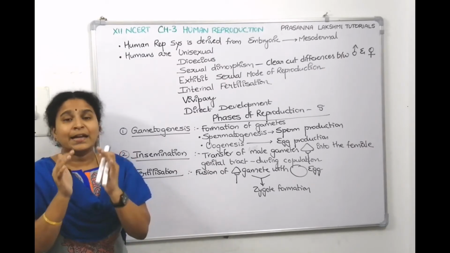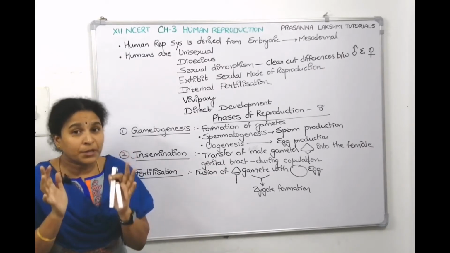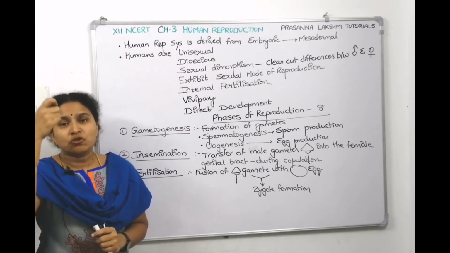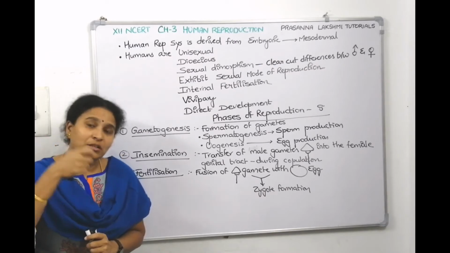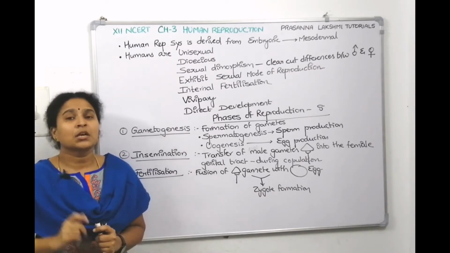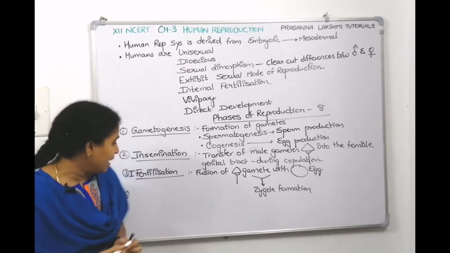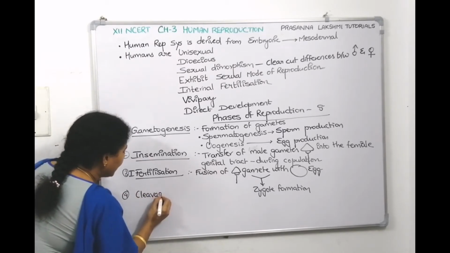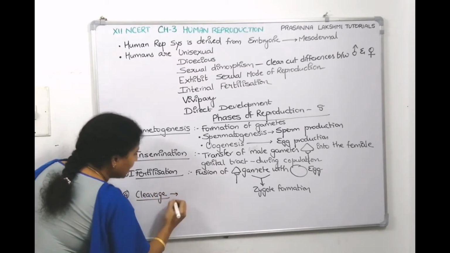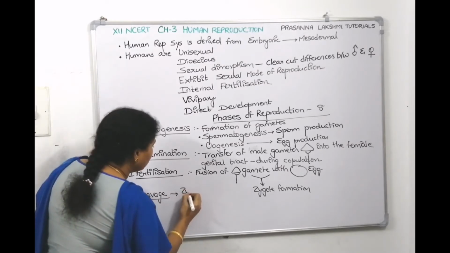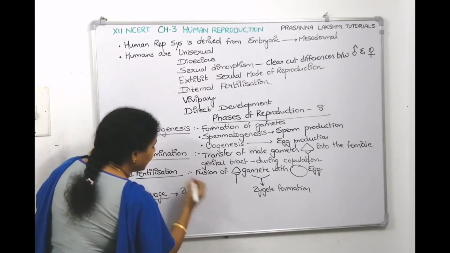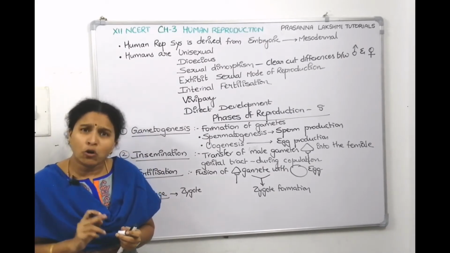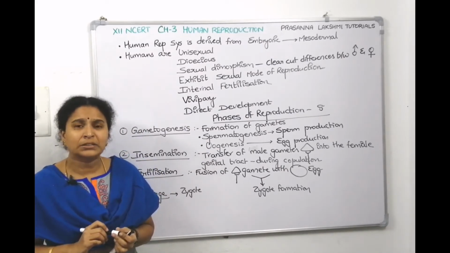Now, what happens to zygote? Tell me. The zygote which is formed in the fallopian tube starts cleavage, no? It makes 2 blastomeres, 4 blastomeres, 8 blastomeres, 16 blastomeres. So, the fourth step will be cleavage. What is the fourth step, children? Cleavage. So, in cleavage, what happens? The zygote starts dividing. Now, the type of cleavage in our body is holoblastic cleavage. What do you mean by holoblastic cleavage?